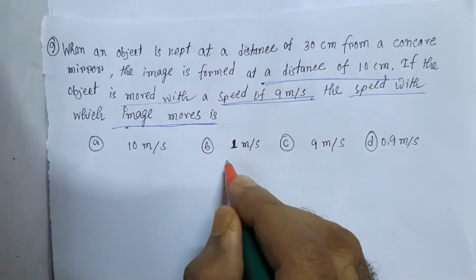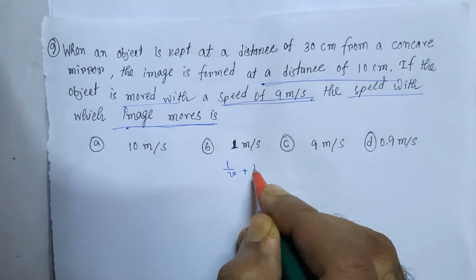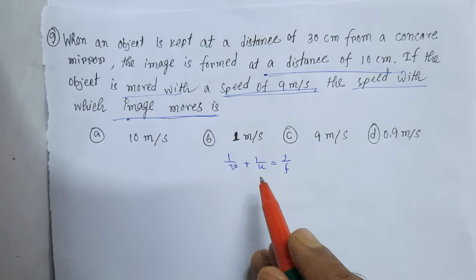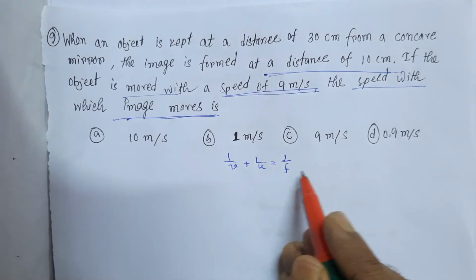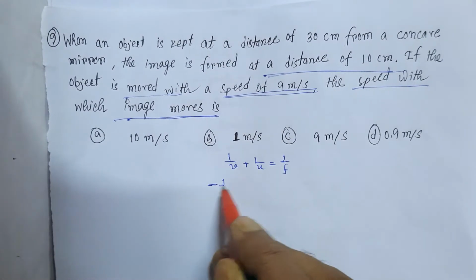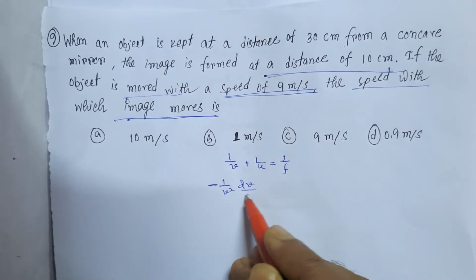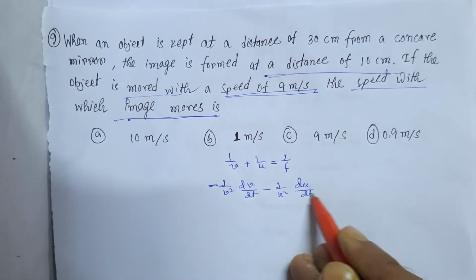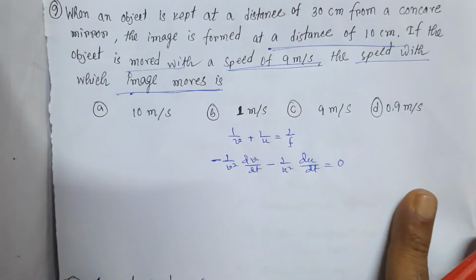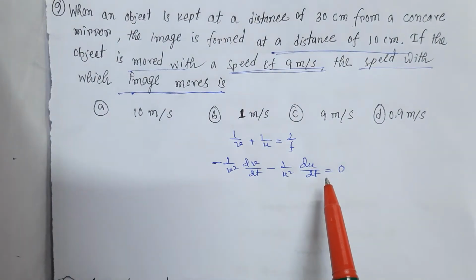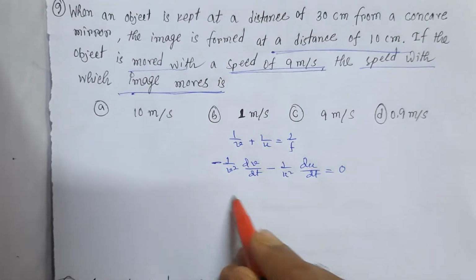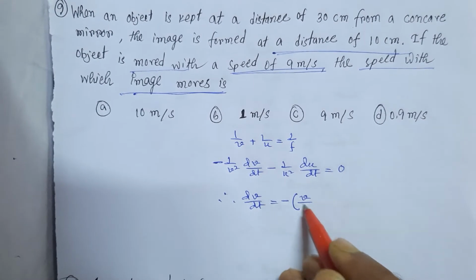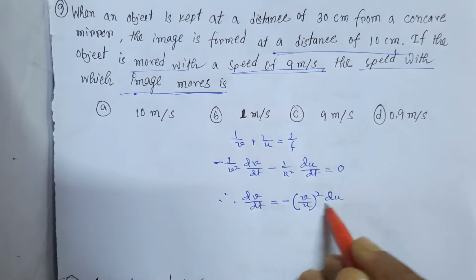So what we need is the velocity expression. We know the distance expression 1 by v plus 1 by u equals 1 by f. This is the general equation for a spherical mirror. Now differentiating both sides with respect to t we get minus 1 by v square dv/dt minus 1 by u square du/dt equals 0, because the focal length of a mirror is constant, so its first order differentiation will yield 0 only. So dv/dt equals minus (v by u) whole square into du/dt.